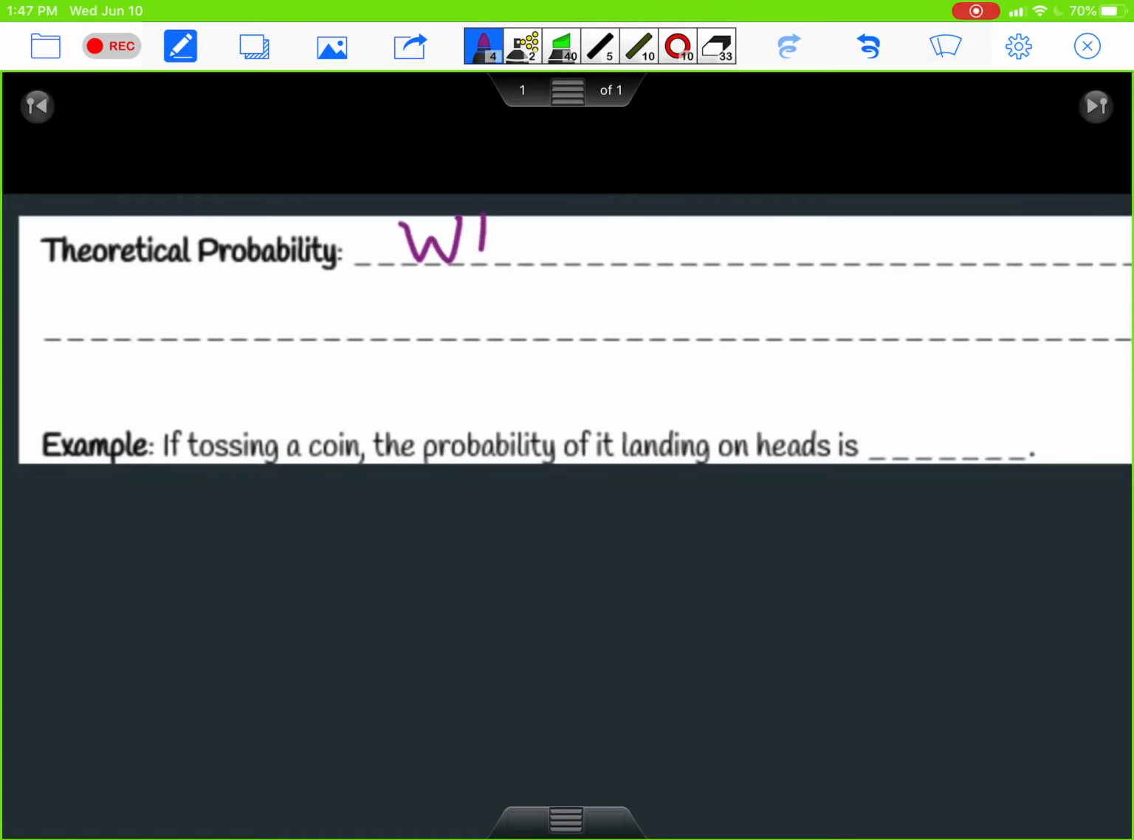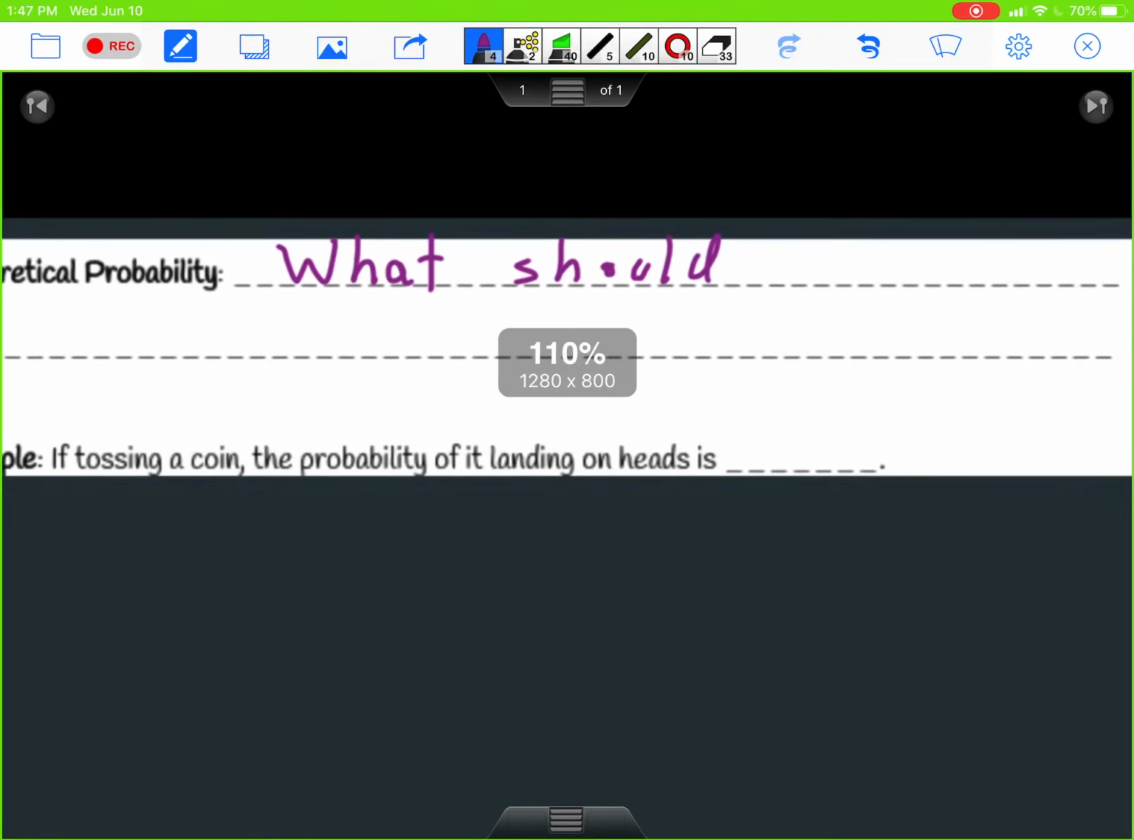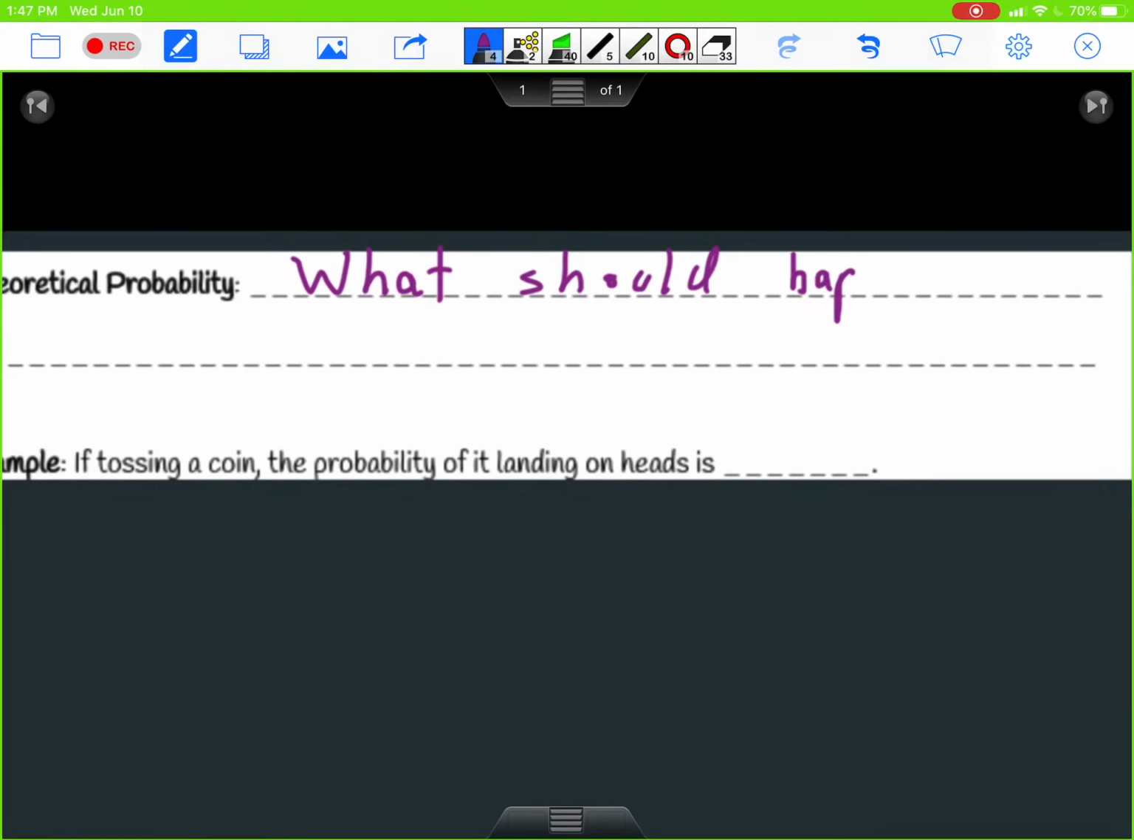Okay, theoretical is what should happen. Okay, what should happen, or what's expected to happen, or what you think will happen. Any of these words work here, but it's what should happen.